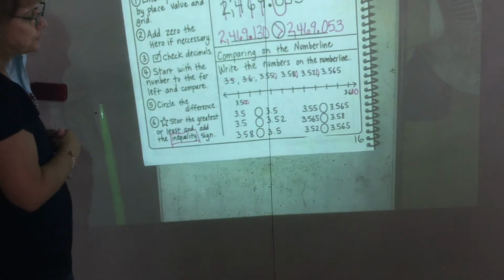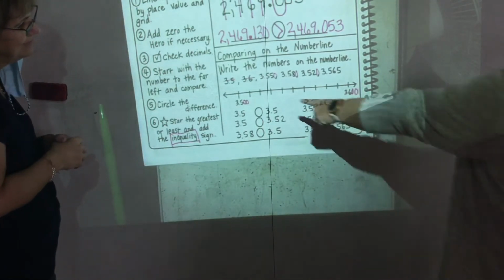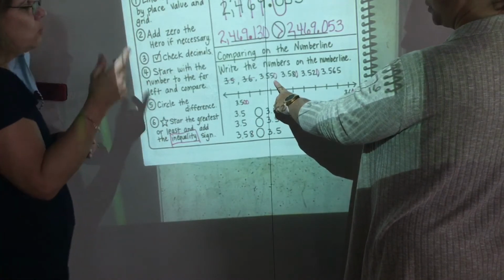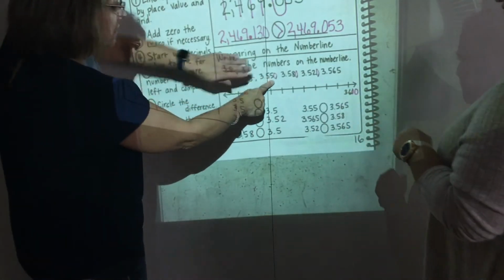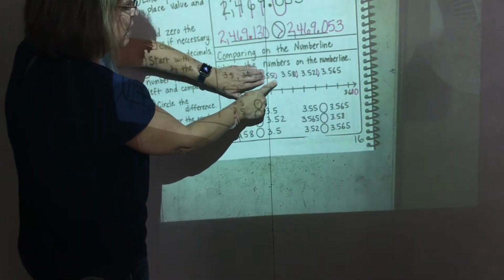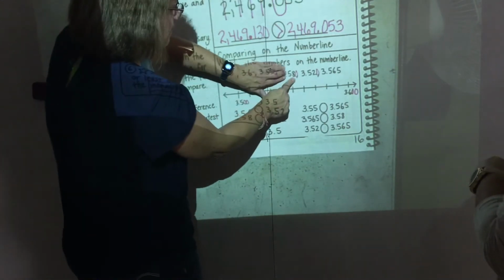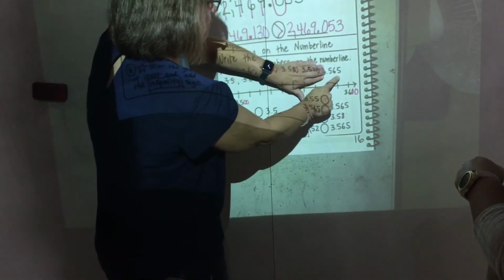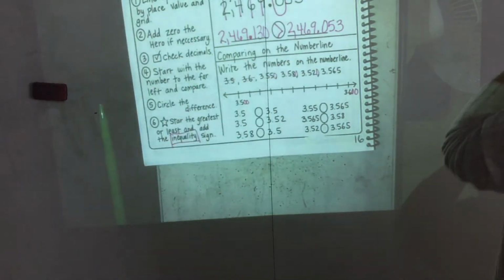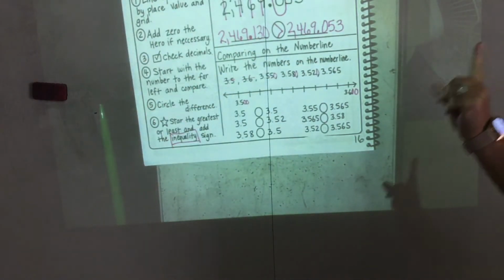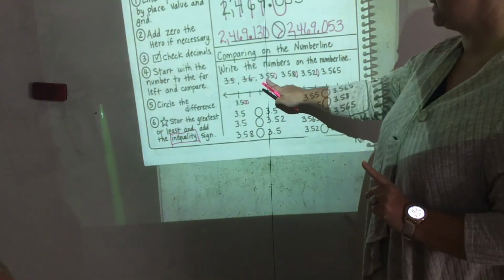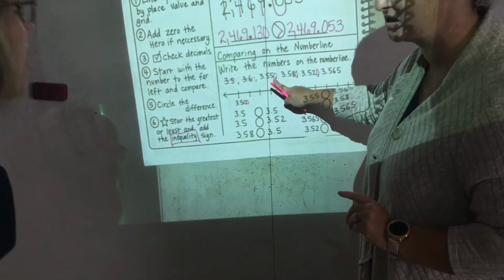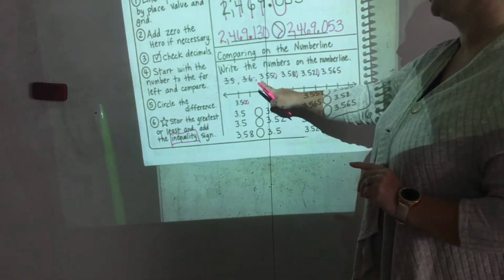Right. Yeah. So let's look at this now. So we have 3.550, 3.580, 3.520, 3.565. Miss Bowman, I'm sorry, when you said this is 550 hundredths. That's right, thousandths. Yeah. Thank you for catching me.